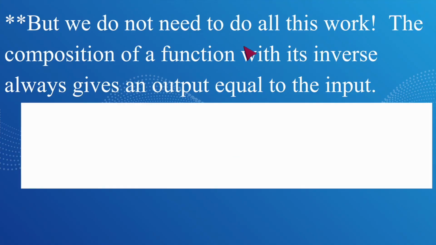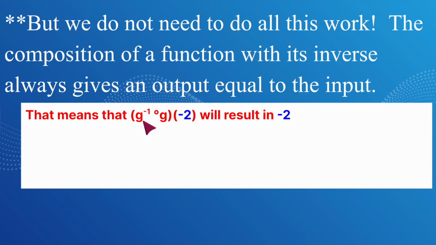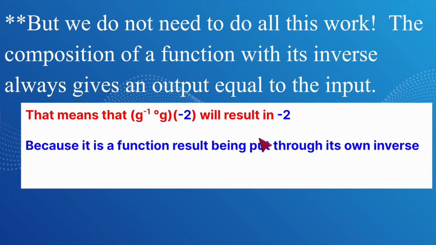So the composition of a function with its inverse always gives an output equal to the input. So that means that the composition of the inverse of g and g of -2 will result in -2, because it is a function that results from being put through its own inverse. It undoes what just happened, right? So we go through and do g of -2, and then when we do the inverse of g, that completely undoes the things that we just did. So it comes right back to what we started with.